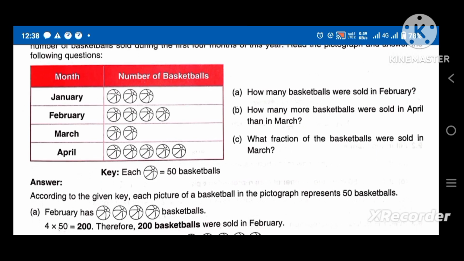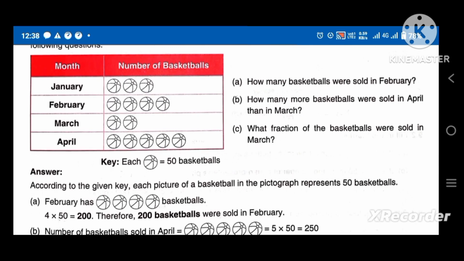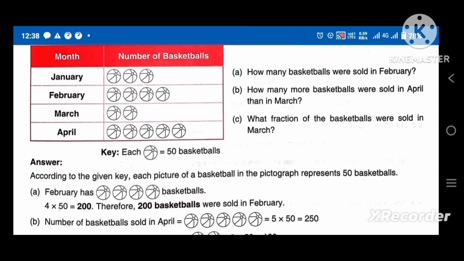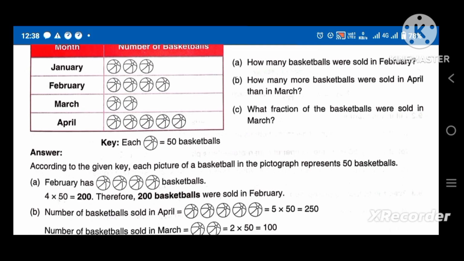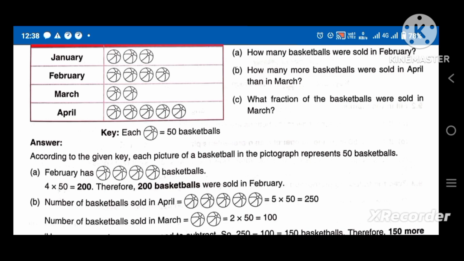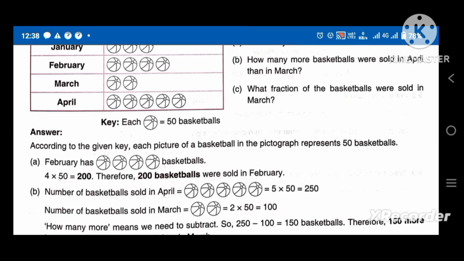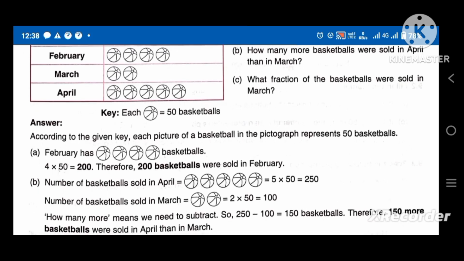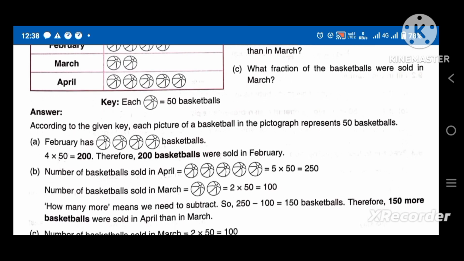A. How many basketballs were sold in February? B. How many more basketballs were sold in April than in March? C. What fraction of the basketballs were sold in March? Key: each ball is equal to 50 basketballs. Answer. According to the given key, each picture of a basketball represents 50 basketballs. A. February has 4 basketballs. 4 into 50 is equal to 200. Therefore, 200 basketballs were sold in February.